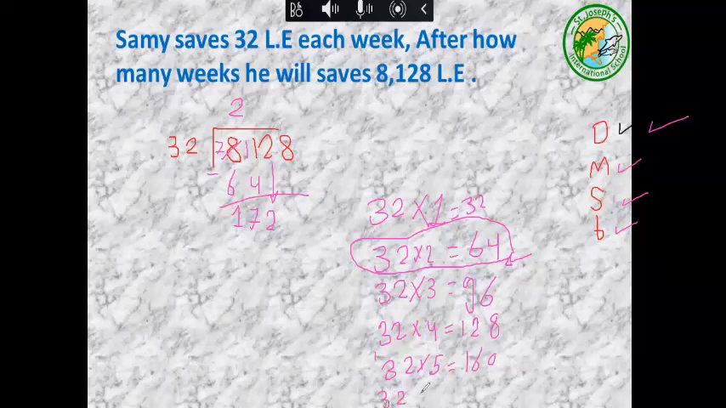32 times 6: 2 times 6 equals 12, 2 and carry up 1. 3 times 6 equals 18 and 1, 19. So 32 times what equals 172? 172 is between 160 and 192. So I will choose the smaller one. And this is the second step. 32 times 5 equals 160.